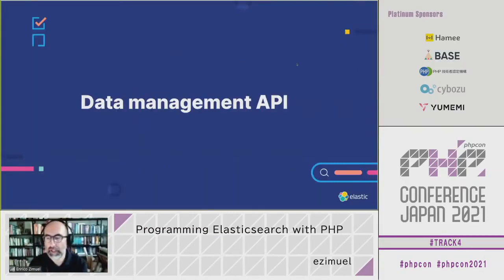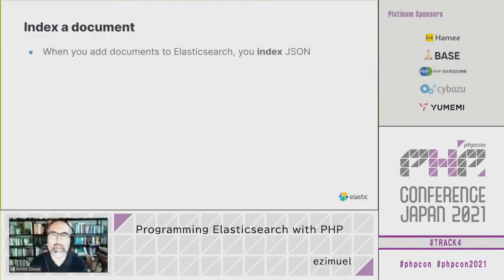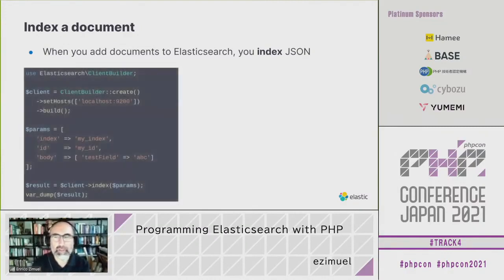Okay, let's focus now on some examples of how to store data into Elasticsearch. We are ready, we have the connection in place, and we want to store some information. The act of storing information is called indexing. So when you index a document, that means storing a document into Elasticsearch. How can we do this?